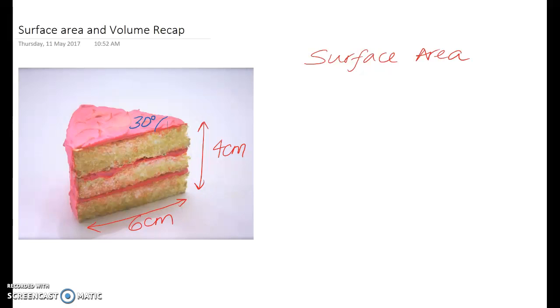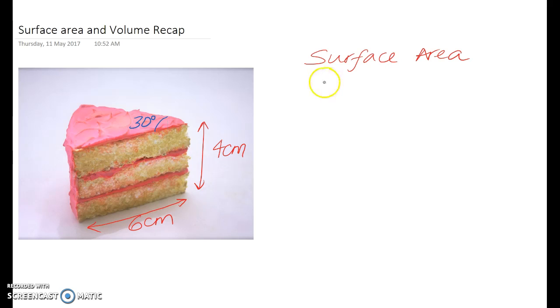Okay, so I've been asked to do a bit of a recap on surface area and volume. So I've picked a couple of questions for you, and we're going to have a look at how much icing is on this slice of cake. Now, this icing is on the top, around the curved back of it, but also there's two layers in between, and I can see that that's icing as well, it's not cream. So let's have a look.